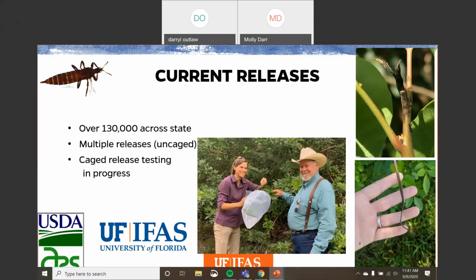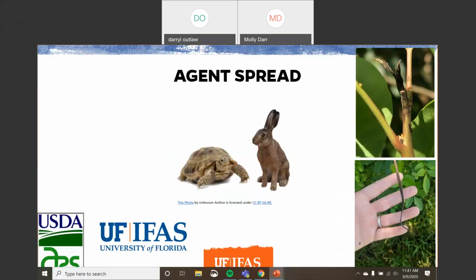But over on the right-hand side, you can see some of the damage that we've seen in the field so far. So we are seeing some damage. It's not extensive yet, but it's still very early in the program. All right, next.